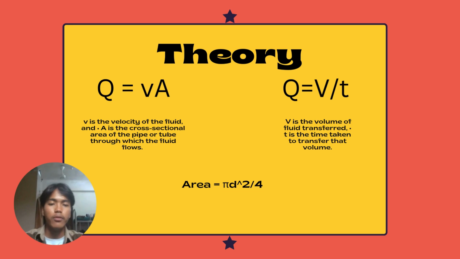From the flow rate we get, we can get the value of velocity, which is V = Q/A, where Q we get from the data before, and A is the area, which we get from the formula πd²/4. Same as test 2, firstly we find Q = V/t and V = Q/A. That's all from me. Thank you.